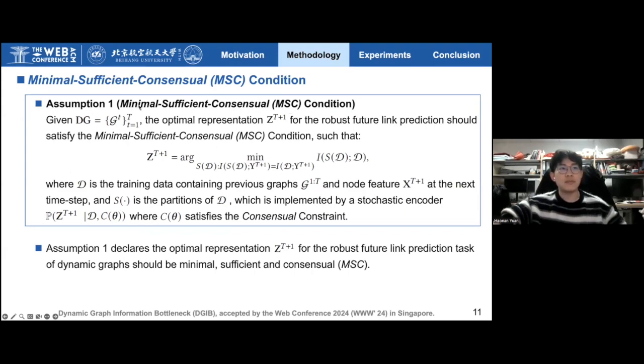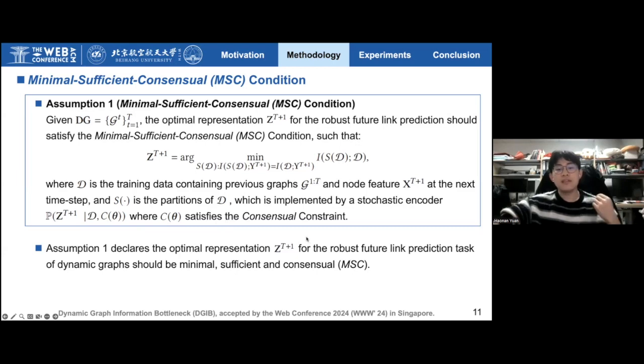So given a dynamic graph DG, the optimal representation at time t+1, Z, for robust future link prediction should satisfy the MSC condition, such that we minimize the mutual information between SD and D, under these constraints, to find the latent representation Z at time t+1, where D is the input training data containing previous graphs G from time 1 to T, and the node feature X at time t+1, and the S function is some partition of the input data D, which is implemented by a stochastic encoder P. And the P has some conditions where the C function satisfies the consensual constraint.